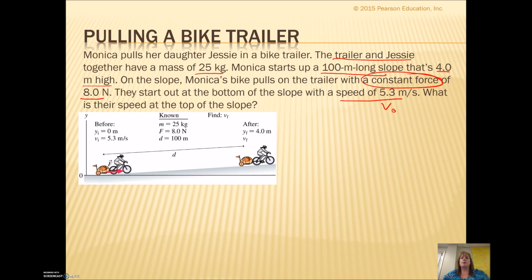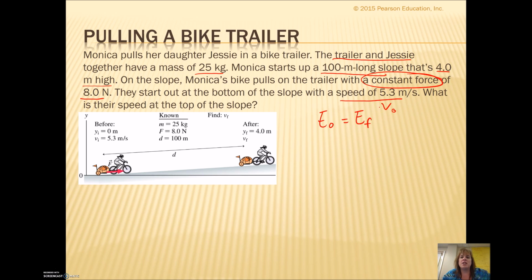Well, in this example, since we're given information about the force that Monica is applying to the bike, we don't want Monica to be part of the system, because we need Monica to do work, to transfer energy into the system of the trailer and her daughter Jessie. So in this case, we are going to have work because we are given force information. We're going to do the same thing: energy initial equals energy final.